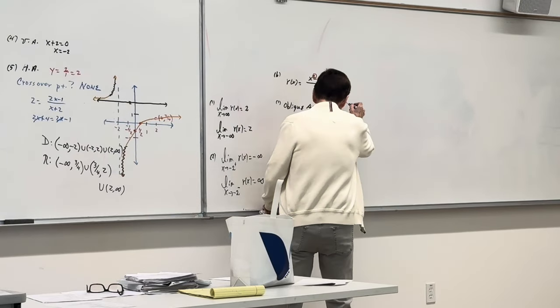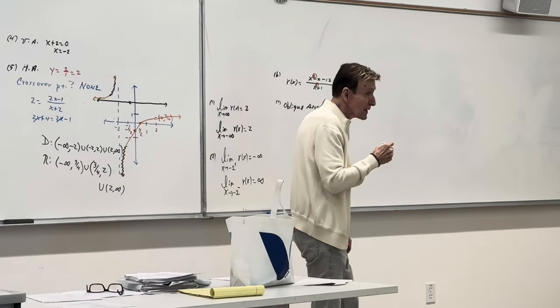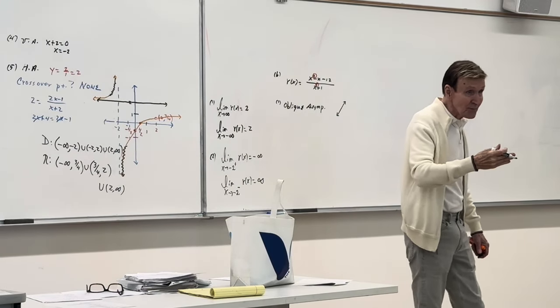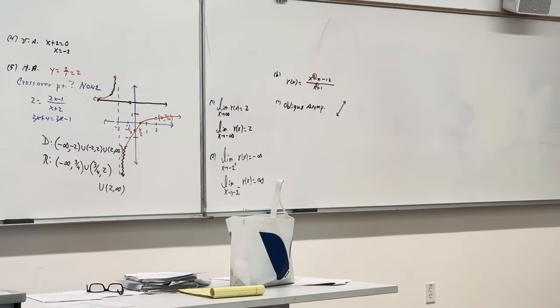You'll have something like this. A slant. In fact, some textbooks call it a slant asymptote. The line is slanted. And that's going to serve as an asymptote, which is going to be very strange to have an asymptote slanted.